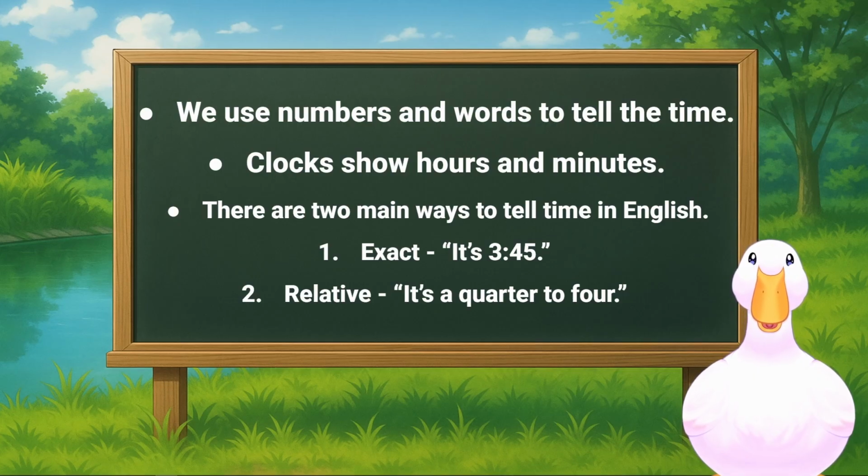There are two main ways to tell time in English. There is exact, where we say, it's 3:45. And then there is relative, where we say things like, it's 3:45.